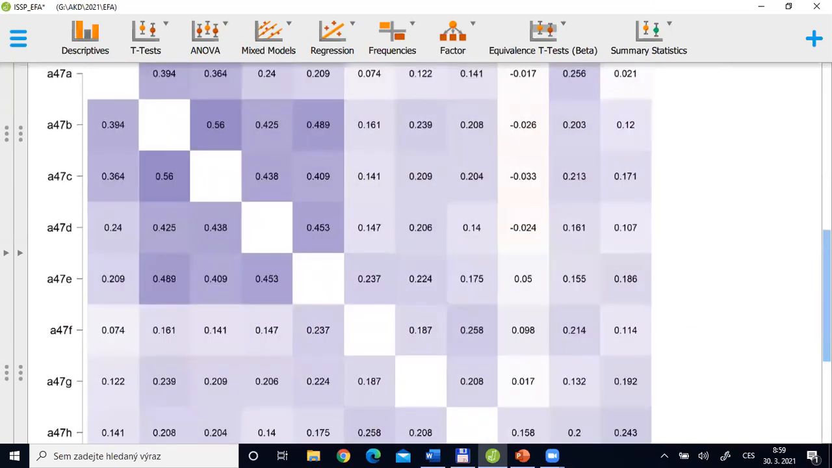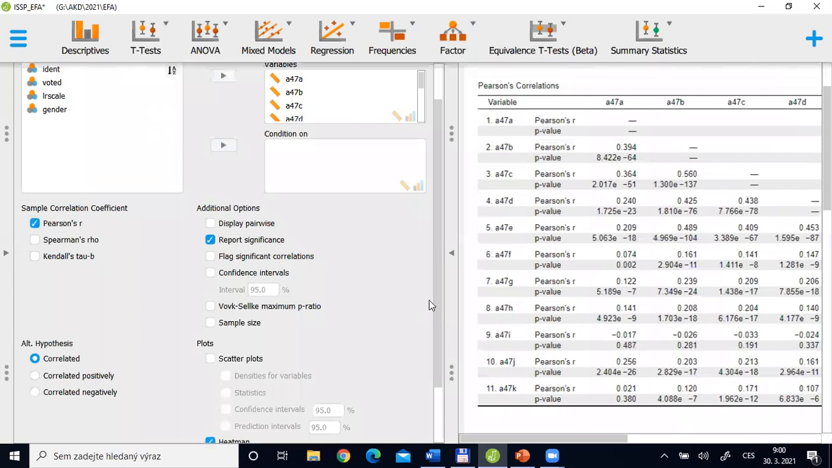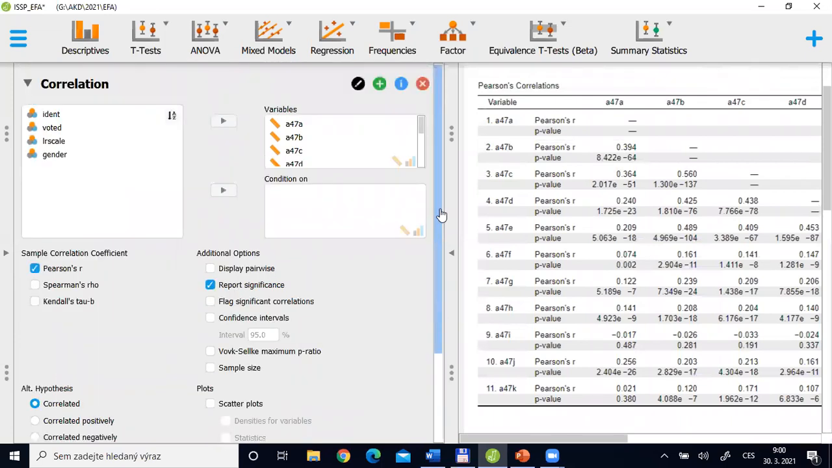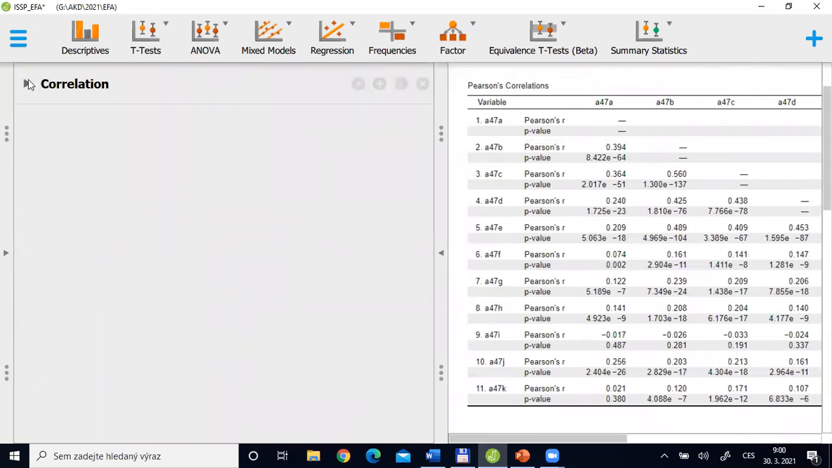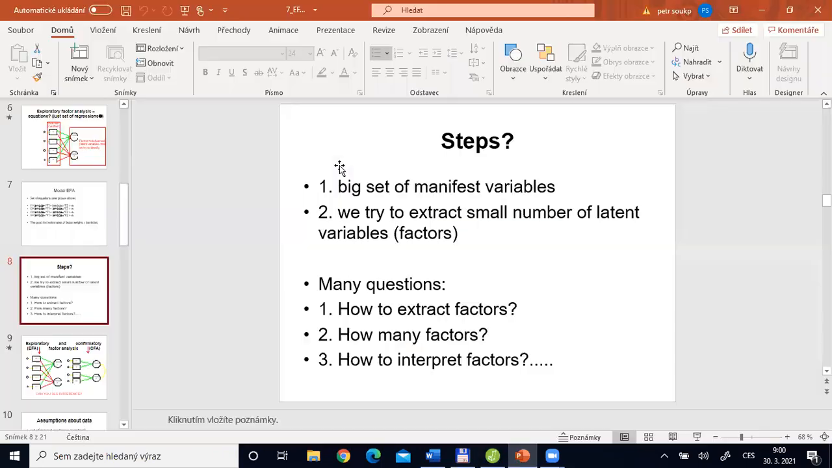I would propose that if you are correlating more than 3 or 4 variables, this heat map output is quite nice to see, as you can recognize some patterns behind your data. So that's the first step before we start to explore data by factor analysis. So I would close this dialogue, and I would go back to my presentation.